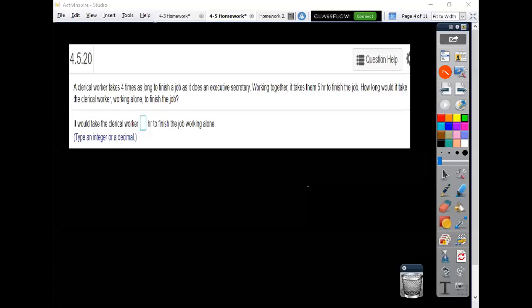All right, another one of these work problems. This one has a little bit of a different twist to it. We've got a secretary and then a clerical worker that works for this secretary doing a job. The clerical worker takes 4 times as long as the secretary to do a job. So if the secretary is X hours, then the clerical worker would take 4 times X hours to do that.